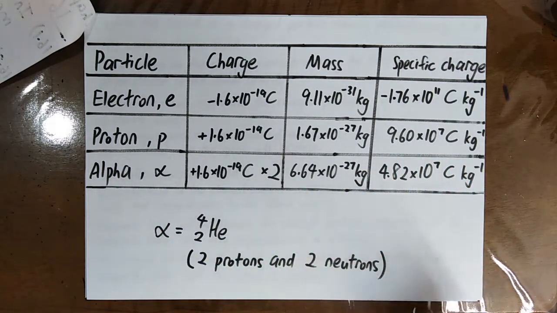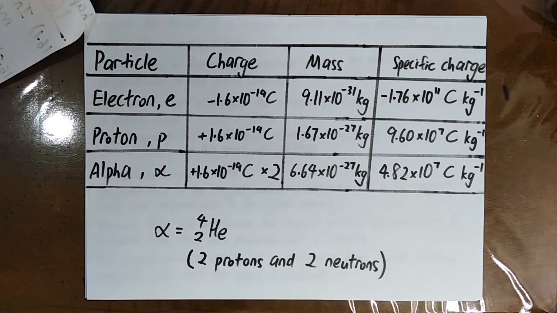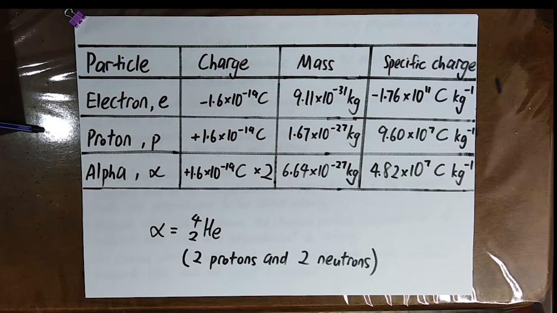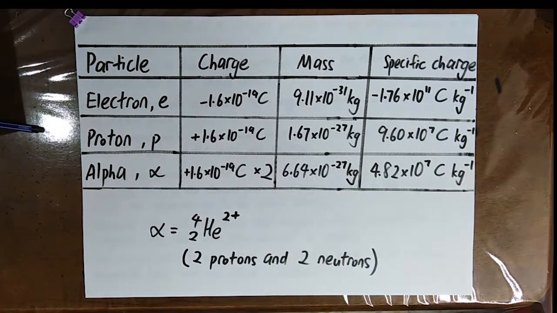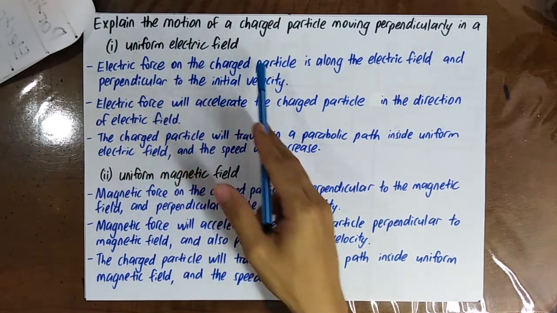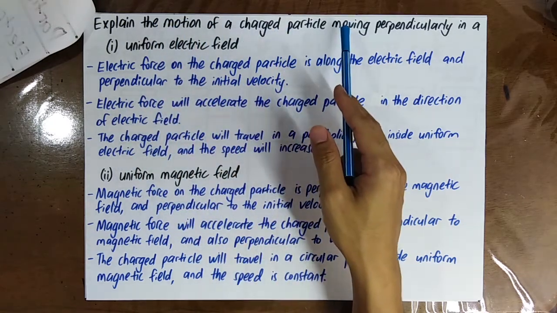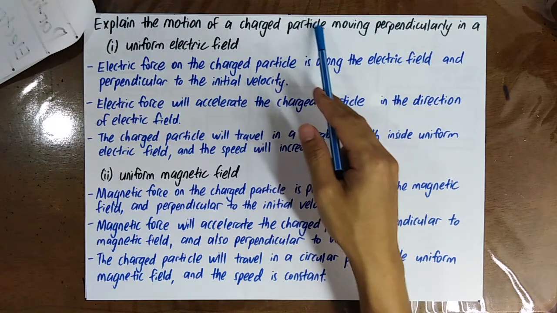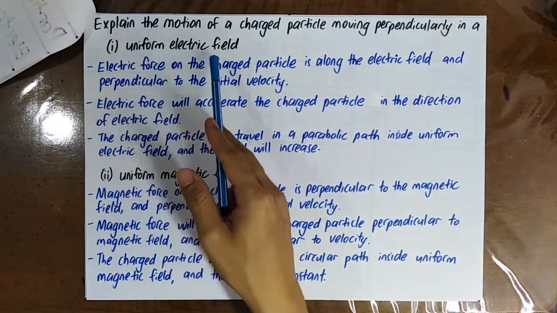But in this video, we are talking about how to get a specific charge from some experiments and also some mass spectrometer. So when you know this is positively charged, then you have to put this sign. So first of all, I think you need to do some revision on how the motion of the charged particle will be when the charged particle is moving perpendicularly into a uniform electric field.